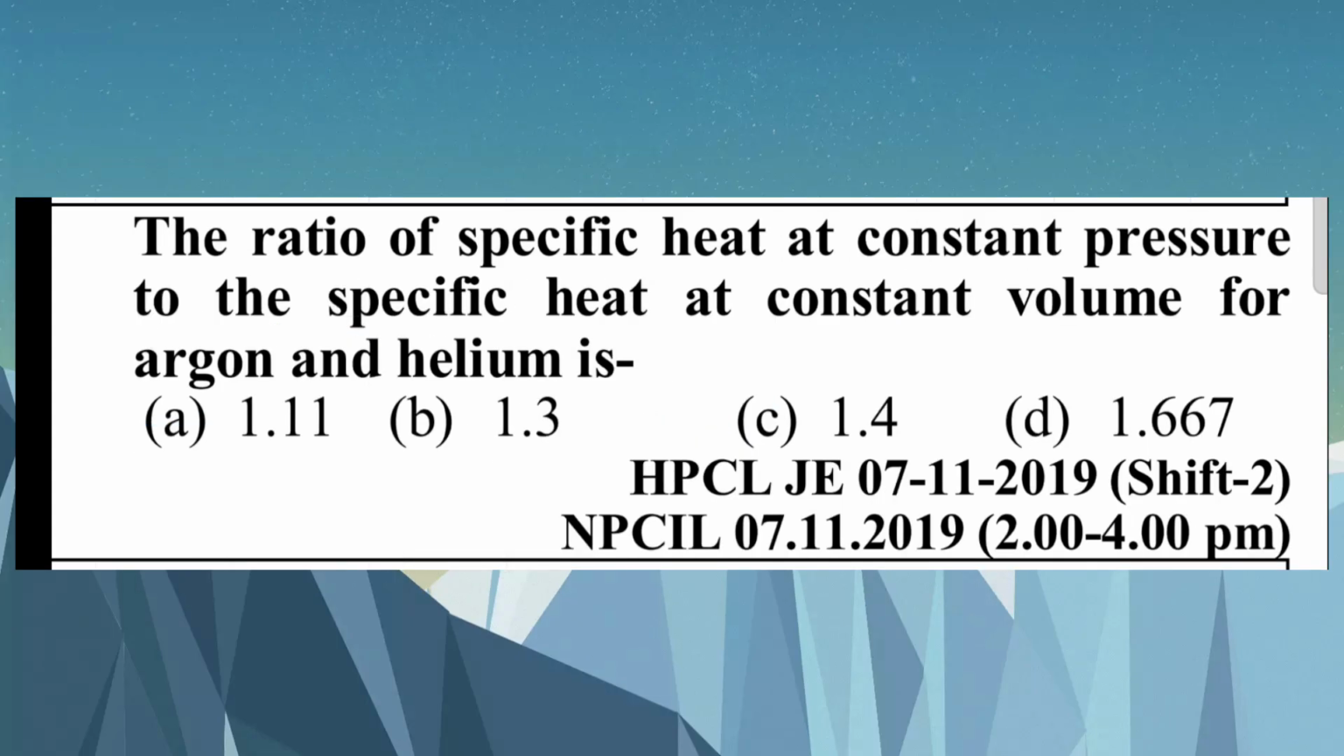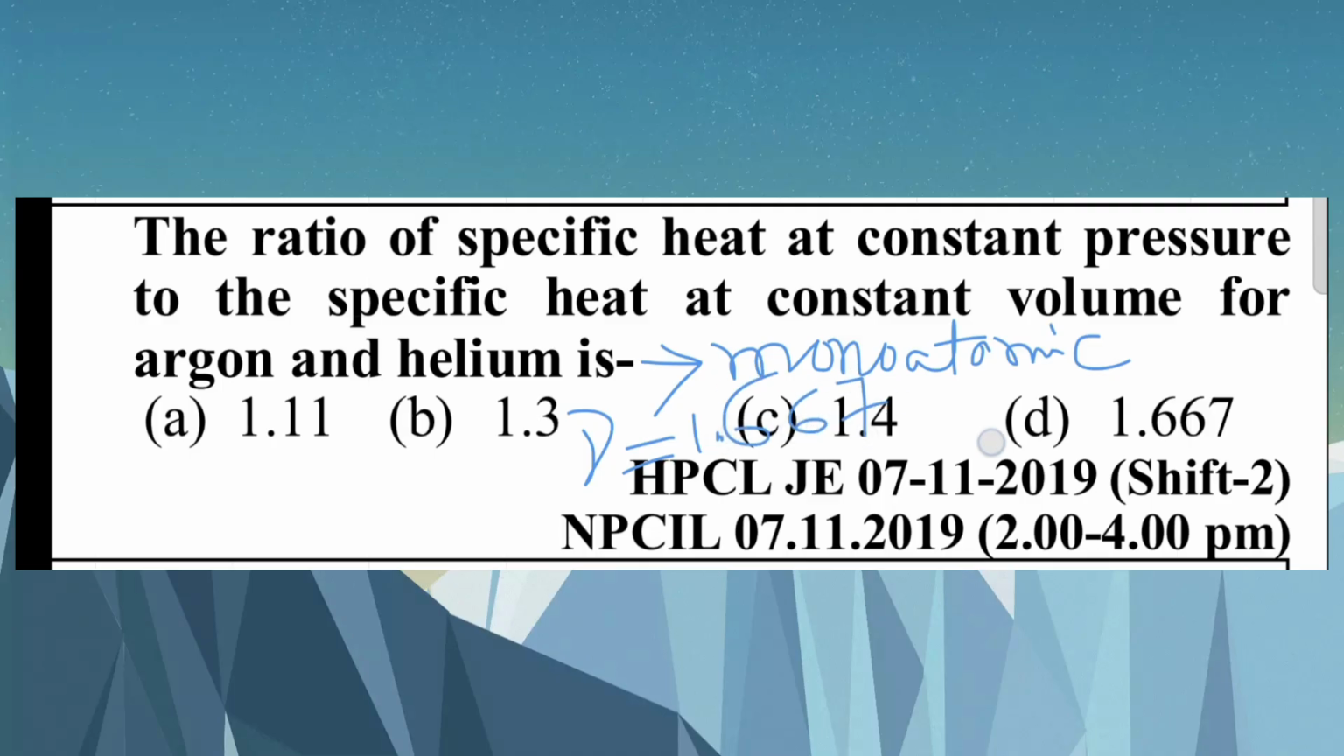Next question, the ratio of specific heat at constant pressure to the specific heat at constant volume for argon and helium. Argon, helium are the monoatomic gases. For monoatomic gas, gamma is 1.667. Option D. And diatomic gas 1.4 and triatomic or polyatomic gas 1.33.